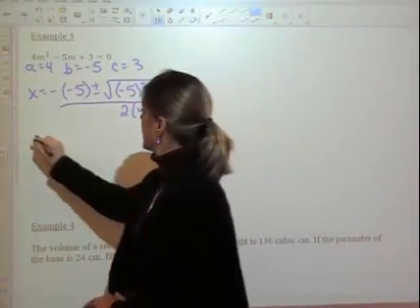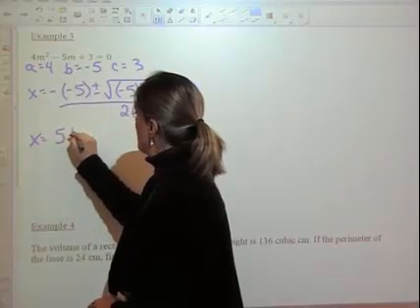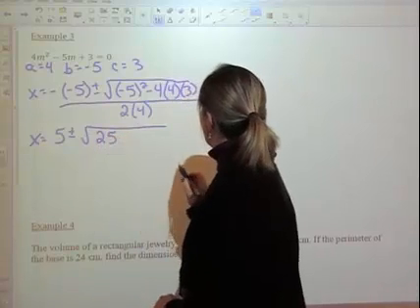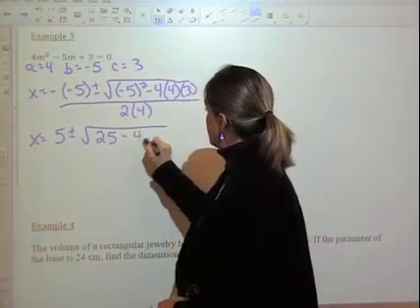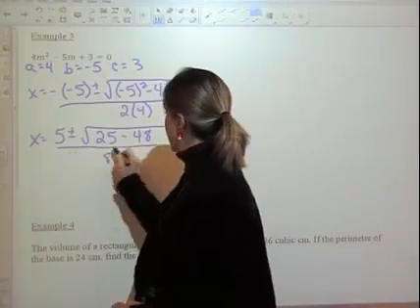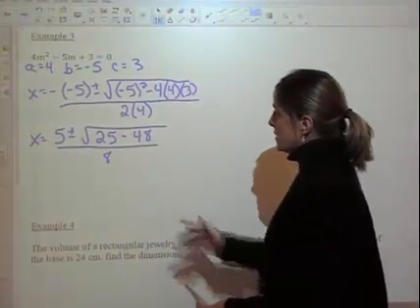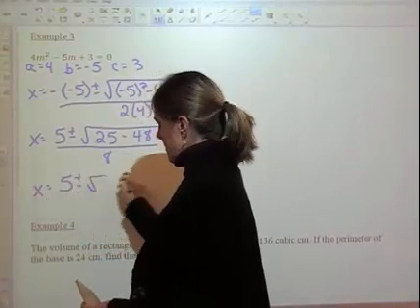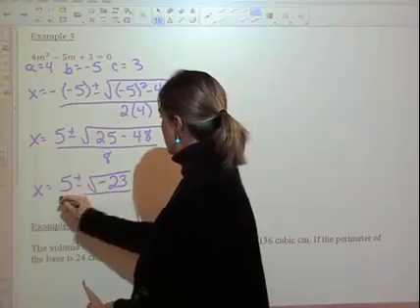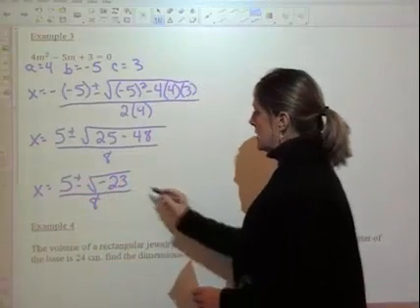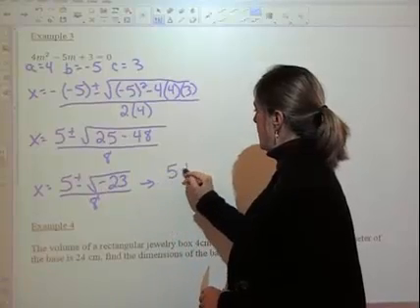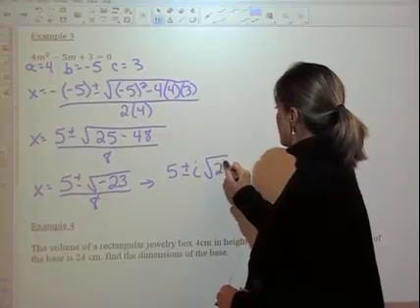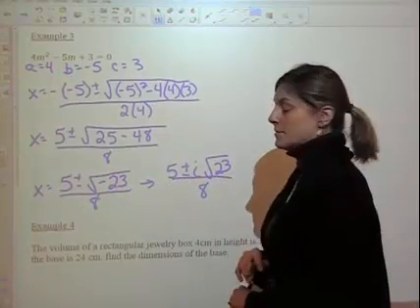And now we simplify it. So x equals 5 plus or minus the square root of 25 minus 48, all over 8. So we can simplify that a little bit more: 5 plus or minus the square root of negative 23 all over 8. So that becomes 5 plus or minus i, remember pull out the i, square root of 23 all over 8.